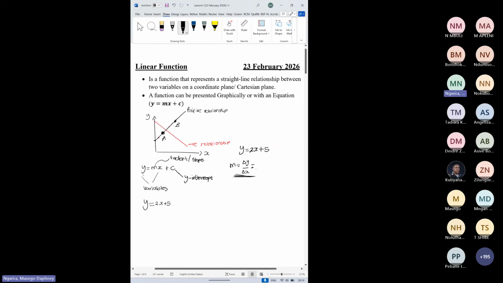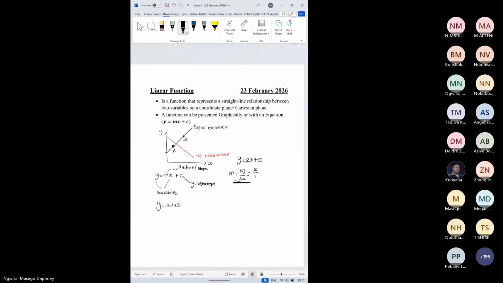I'm going to move 2 units up and then 1 unit horizontal for me to reach this point. So this will just be 2 over 1. So I'll move 2 units up and then 1 unit horizontally.